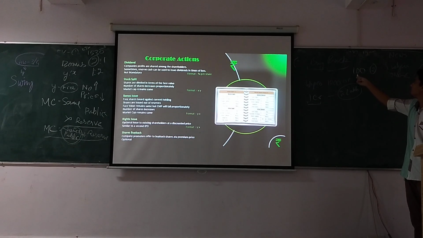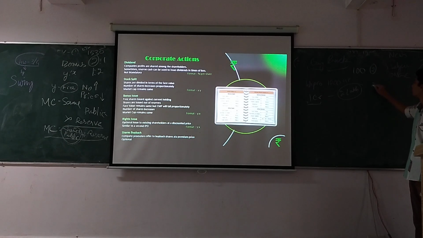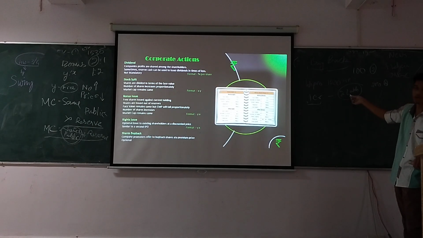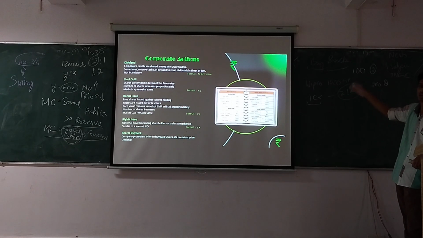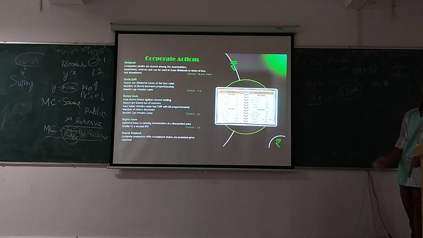So for every 100 shares you hold, the company is ready to buy back 2 shares. So if you're holding 200 shares, the company is ready to buy 4 shares. Okay. So for 1 crore, they want 2 lakhs back for their personal use. They want to give it to someone else, some venture capitalist or someone, or they want more ownership in their company.